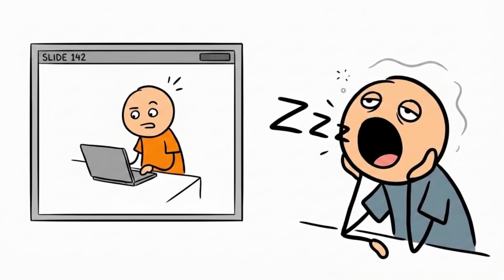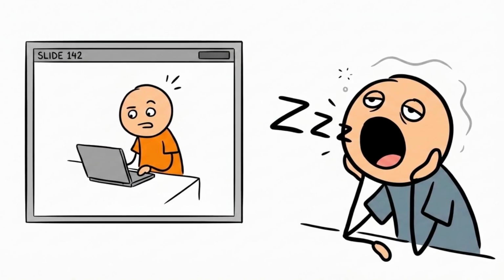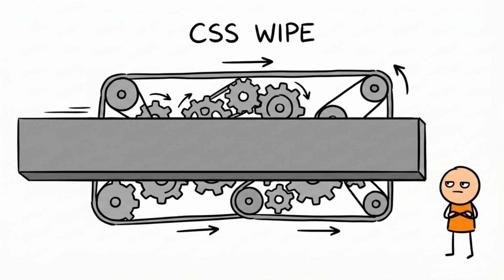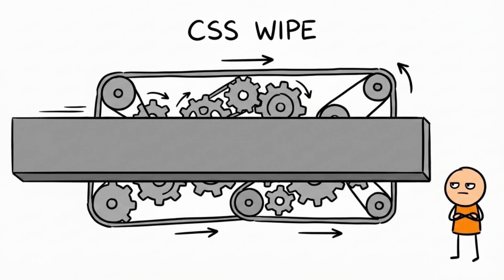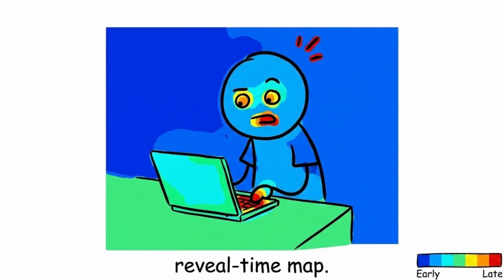Animation layer. A still image held on screen for 11 seconds while someone talks is dead air. The image needs to appear over time. The naive fix is a CSS wipe. Robotic. Up, down, or left, right. Obvious every time. The real fix is a Python script that computes a per pixel reveal time map.